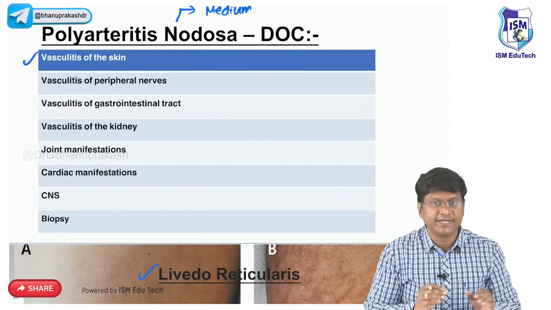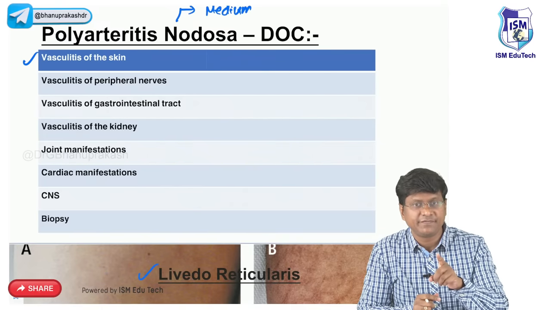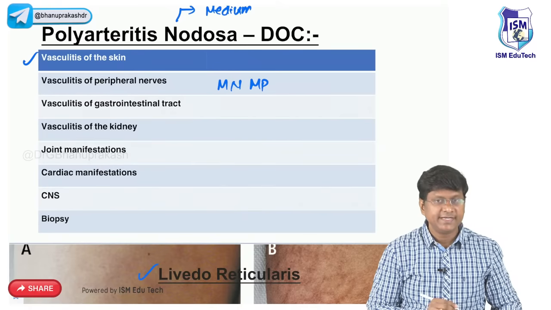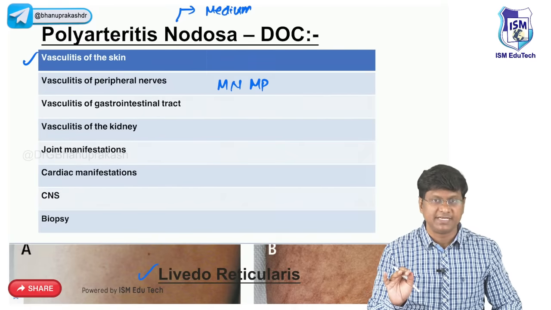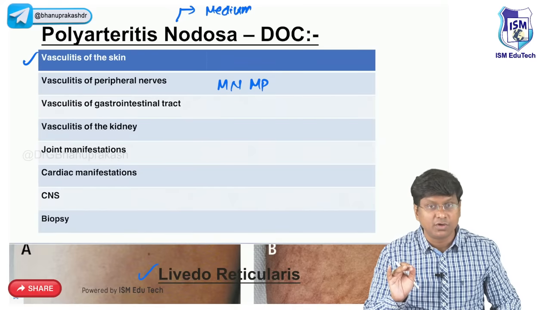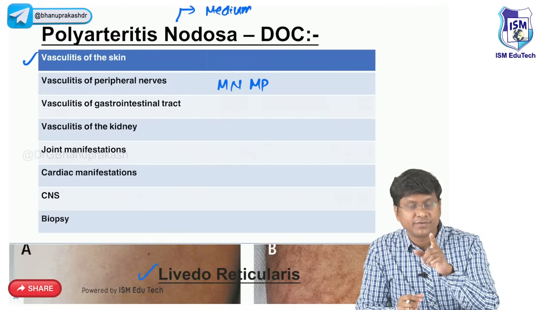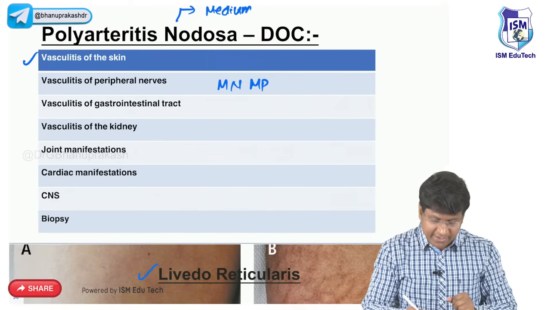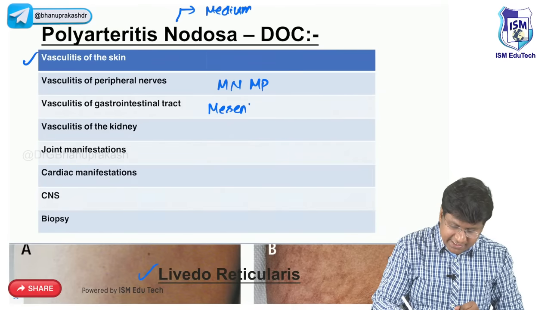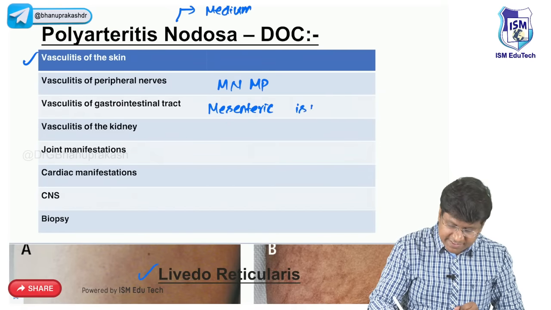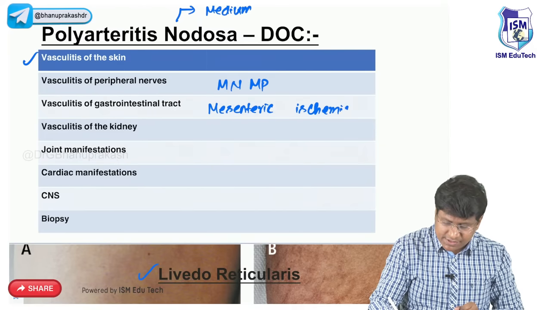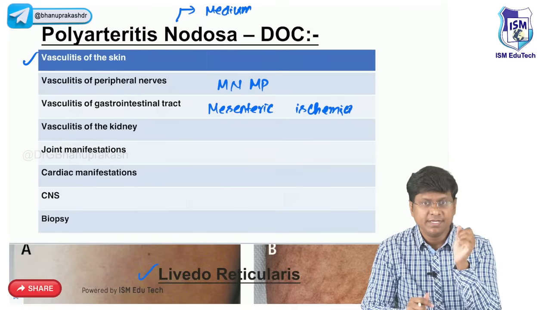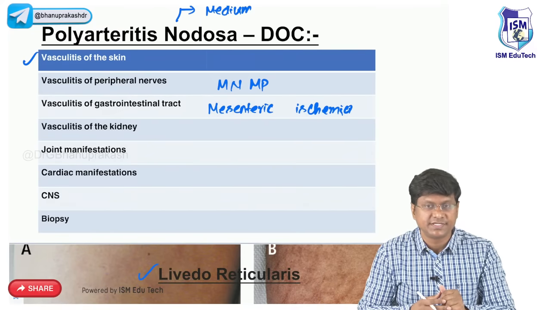Then followed by vasculitis of the peripheral nerve. Because of vasculitis of the peripheral nerve, the individual can develop what is called mononeuritis multiplex. Next is the vasculitis of the gastrointestinal tract. Due to this, there can be abdominal pain, that is postprandial angina. And why is that? That is because of mesenteric ischemia, in the sense that there will be vasculitis of the celiac trunk or superior mesenteric artery or inferior mesenteric artery. And the other manifestation is that there can be even gastrointestinal bleeding as well.